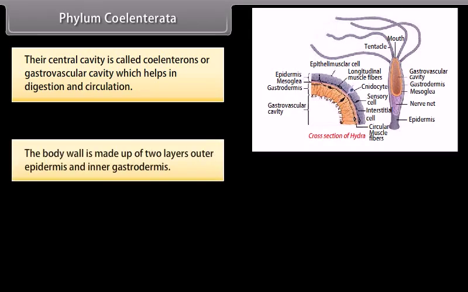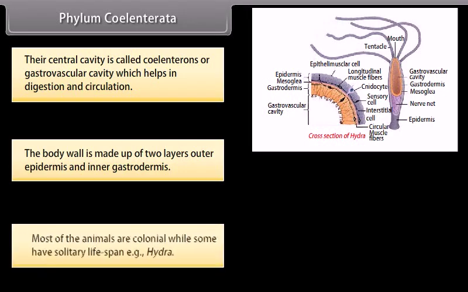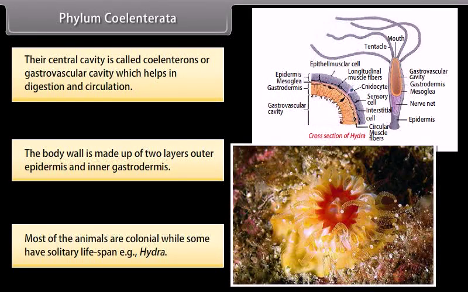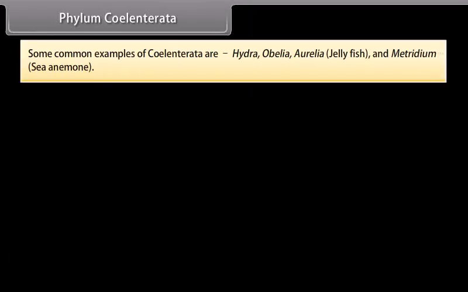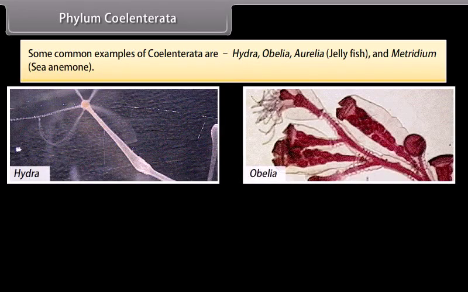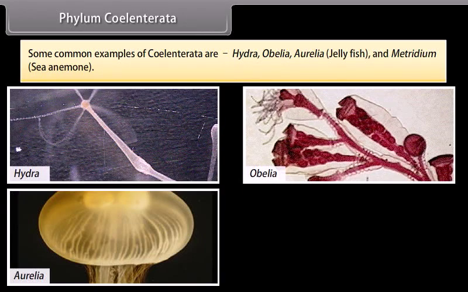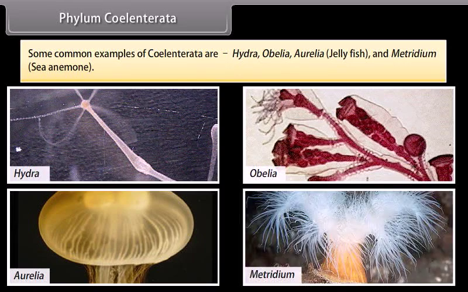The body wall is made up of two layers, outer epidermis and inner gastrodermis. Most of the animals are colonial, while some have solitary lifespan, that is, hydra. Some common examples of Coelentrata are hydra, obelia, aurelia, jellyfish, and metridium, sea anemone.